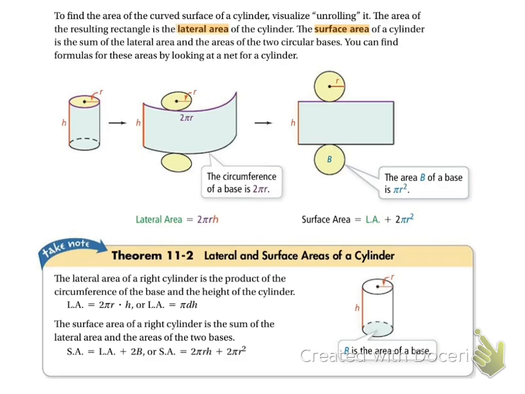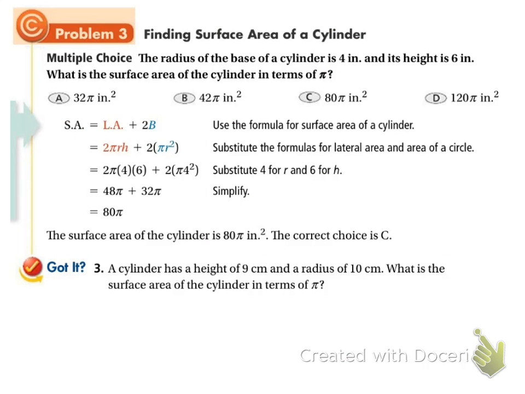Okay, so let's actually try one. Let's try our got it problem. We have a cylinder, let me sketch a rough cylinder here, that has a height of 9 centimeters and it has a radius of 10 centimeters. Okay, so my picture is really off, but whatever. What is the surface area of the cylinder in terms of pi? Remember, in terms of pi means we leave pi in our answer. So the surface area is equal to the lateral area plus 2 pi r squared, right? And to find lateral area, let's do that part first, then we'll plug it in there.